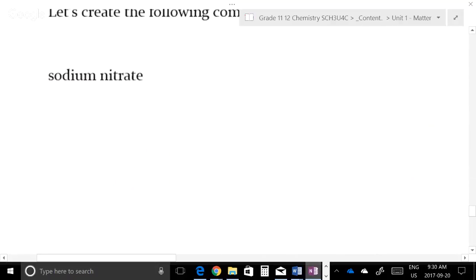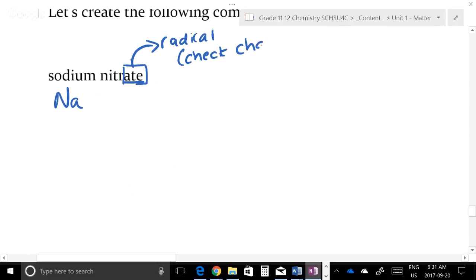But let's look here. If I have sodium nitrate, how am I going to figure out the formula for this thing? Sodium nitrate. Well, sodium is just what? Na. And then anytime you see -ate, this should be a giveaway that it's a radical. And you should look at your chart to see what it is. All right? I don't expect you to memorize all these per se. We're going to talk about what I do expect you to memorize. But for the purpose of the next bunch of days, we can always check the chart.